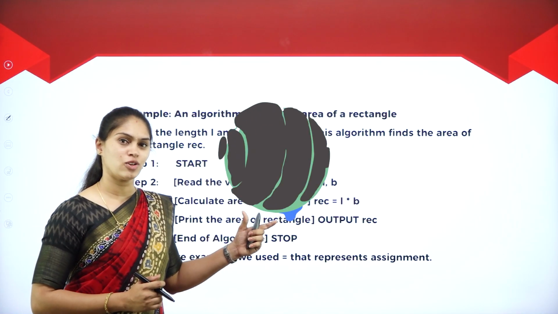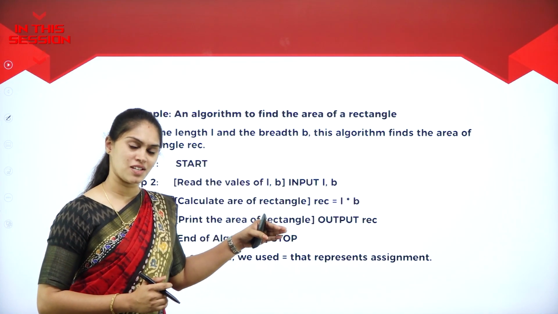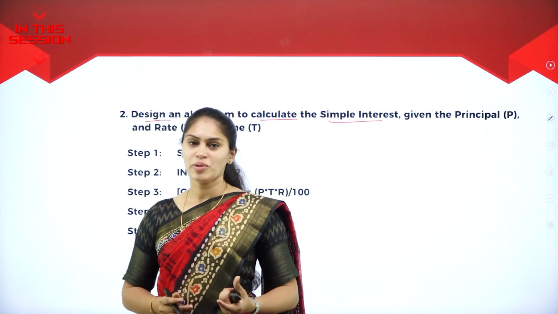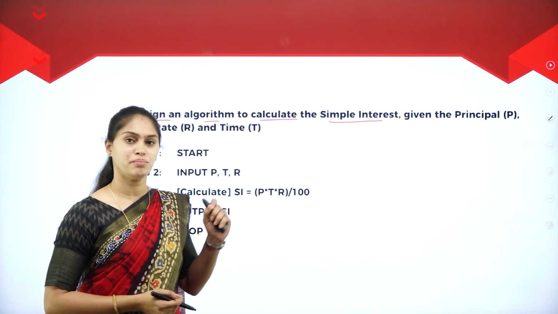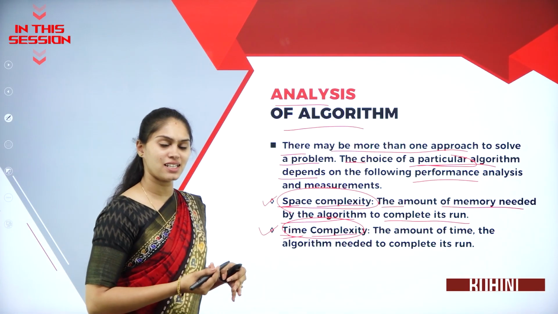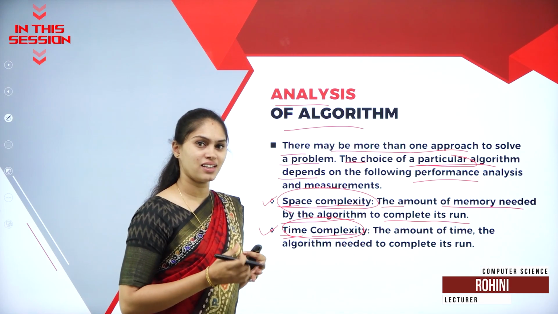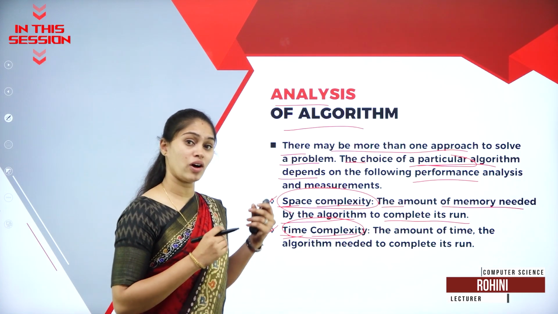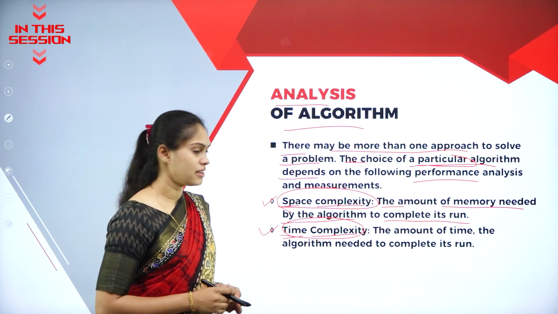So when it comes to an algorithm, it is a step-by-step procedure in order to solve a given problem. What is the formula in order to find the simple interest? P into T into R over 100. So time complexity, in the sense, will focus on the time it is going to take in order to run that program or in order to complete that run.